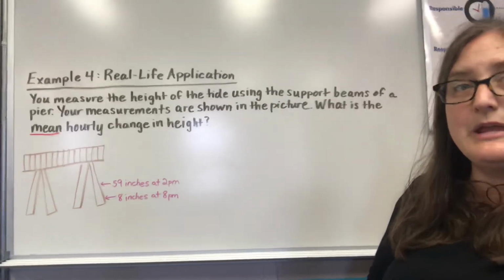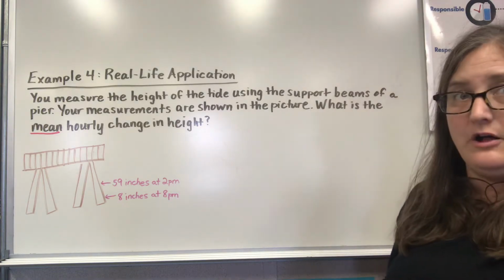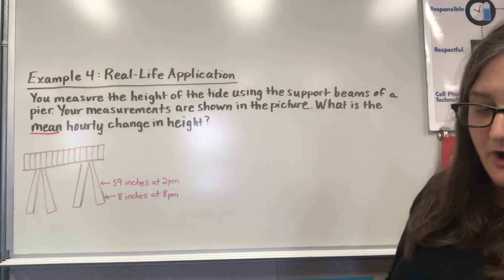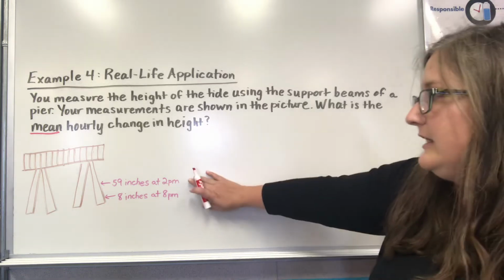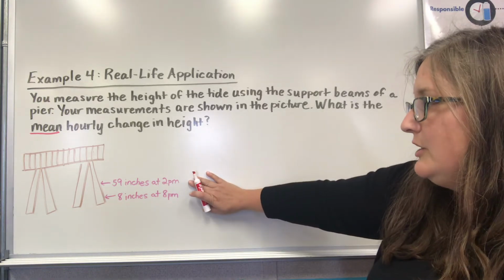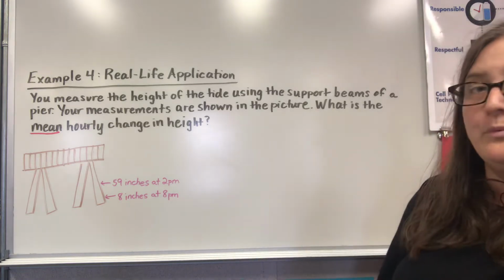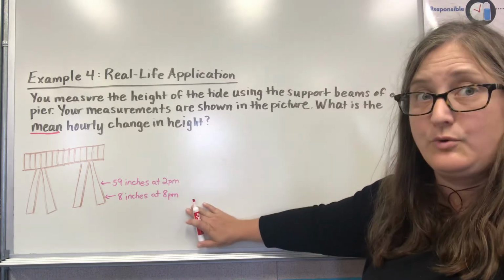So when we're finding the mean, we're finding an average basically. We want to know first of all how much our change is here. So it's going from 59 inches at 2 p.m. to 8 inches at 8 p.m. So really the water has gone between this time down quite a bit.